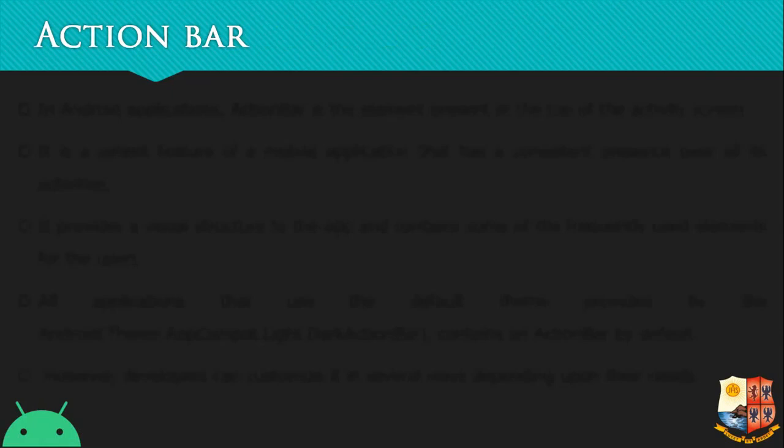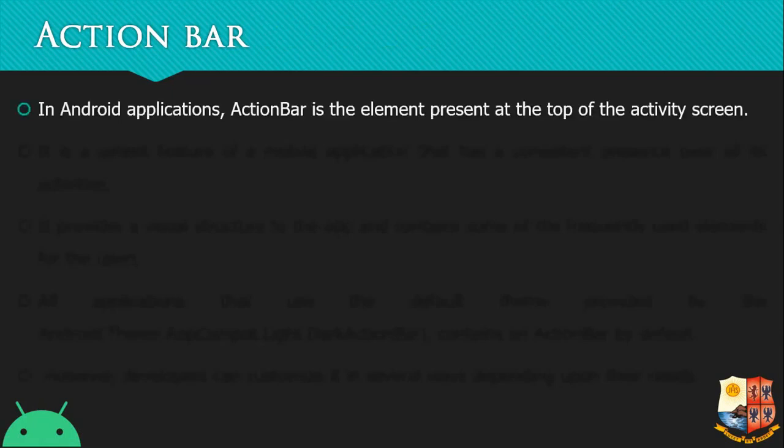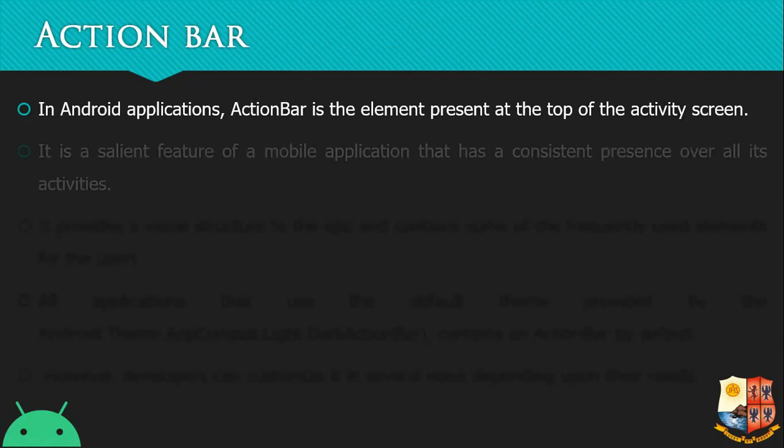Action bar. Most of you would have already seen this. You have used it so many times. Earlier we called it app bar. Now it's called action bar. It doesn't matter whatever you want to call it, as long as you understand what it is. It is the one present at the top of your activity screen. What do you see on the top of every app? In most apps, at the top you have an icon, you have the name of that app, and you have some settings and other things. That top bar is called the action bar.